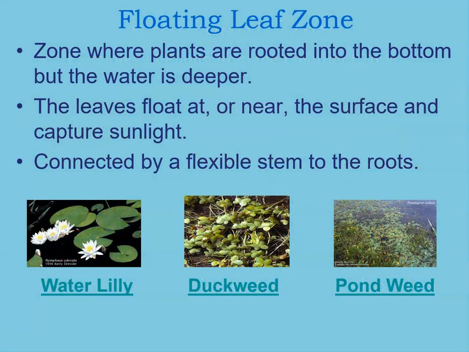Get out into the floating leaf zone. Here's where you find things like water lilies, which are lily pads, which have long stems that go down and then root into the bottom. You have duckweed, which is tiny little floating circular leaves, like tiny lily pads. And then pondweed, things like water hyacinths, that sort of stuff. They float near the surface, they capture sunlight, and they are rooted into the bottom, so their leaves are floating.